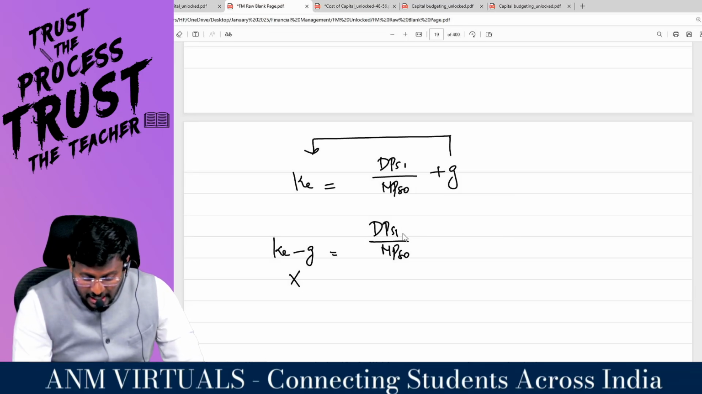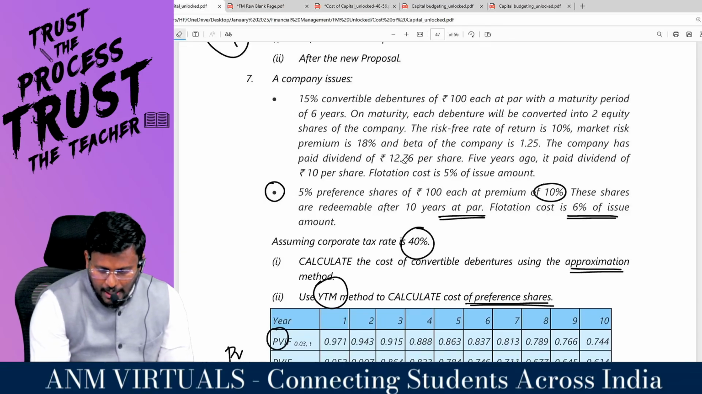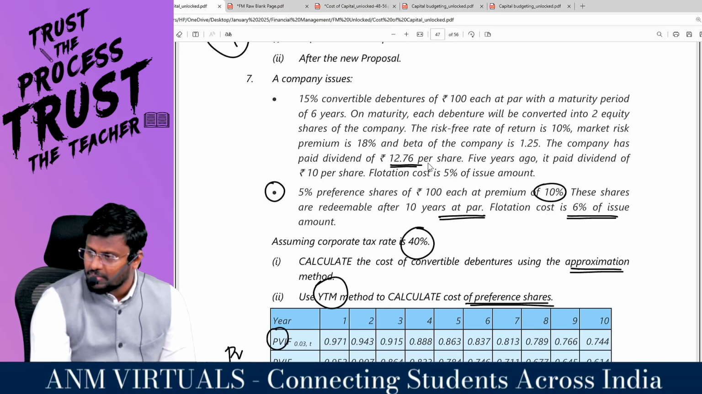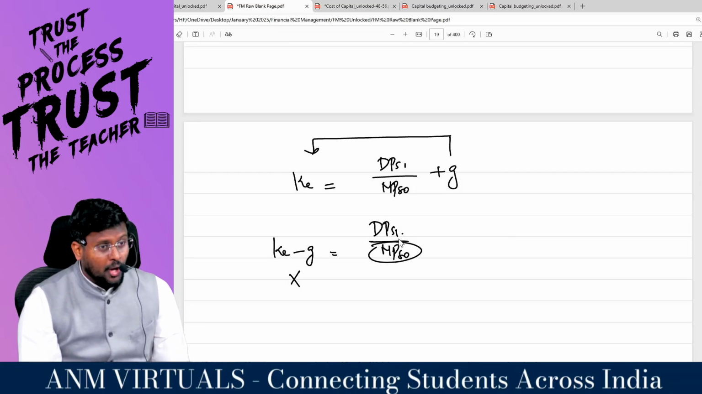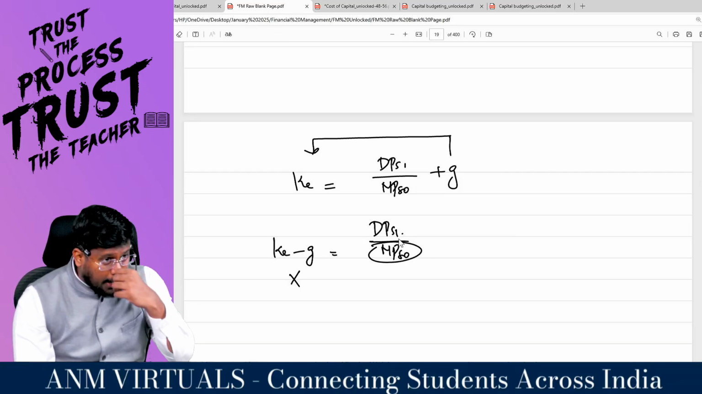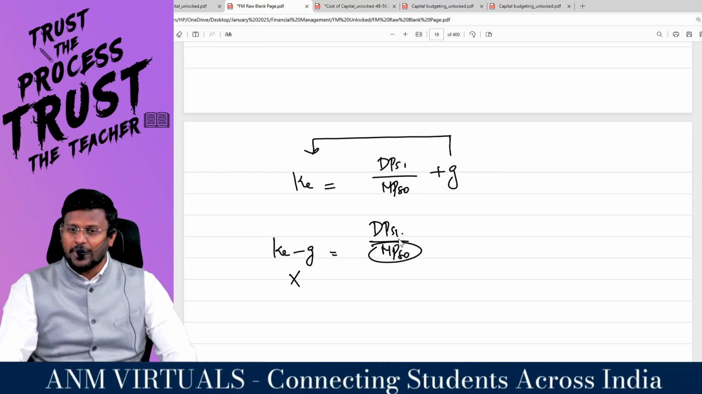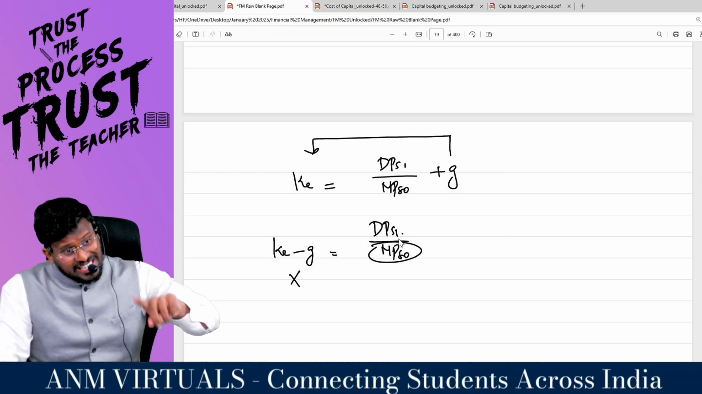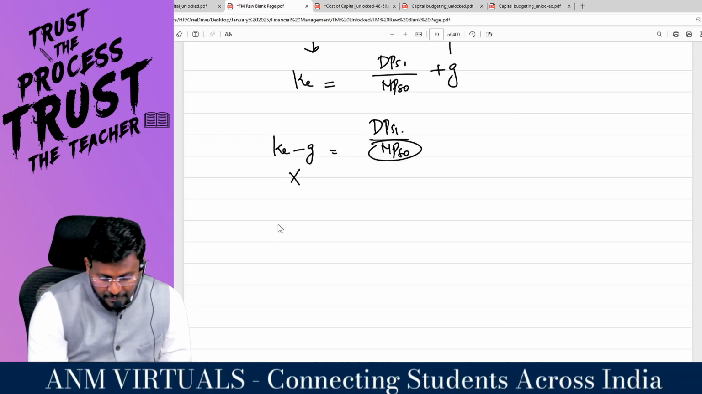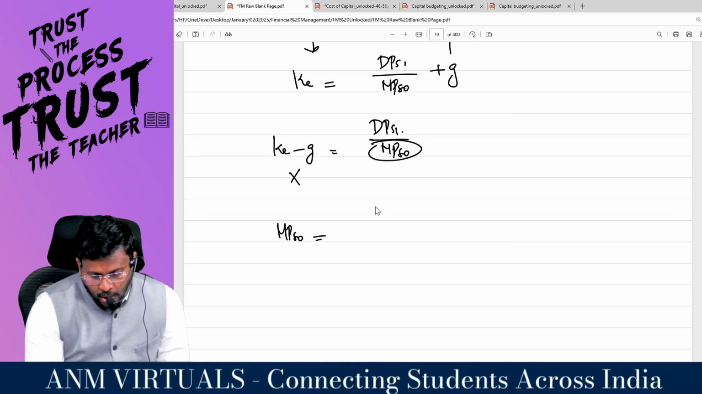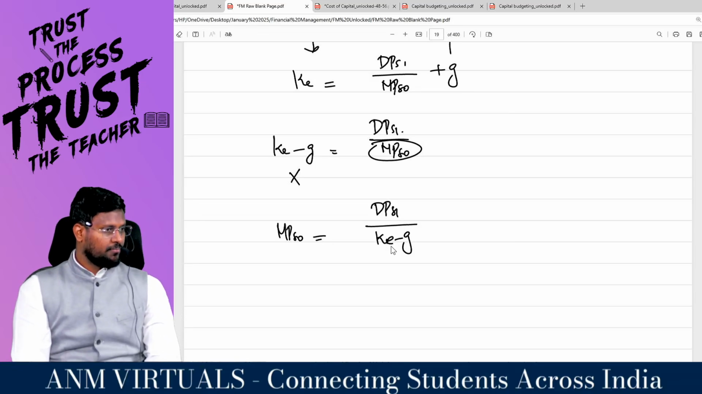Right, sir. I know DPS1, because now they are paying some 12.76. But I don't know MPS0. MPS0 means I don't want the share price today, because today only the debenture has been issued. After 6 years, what will be the share price? That means MPS0 should be equal to DPS1 divided by (Ke - g).